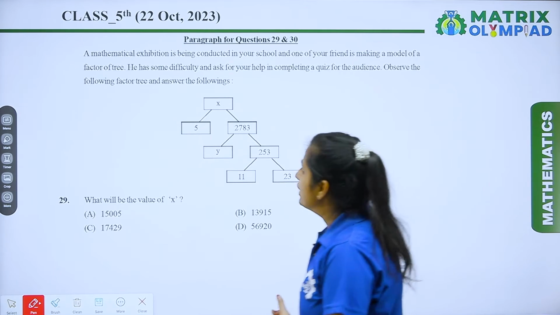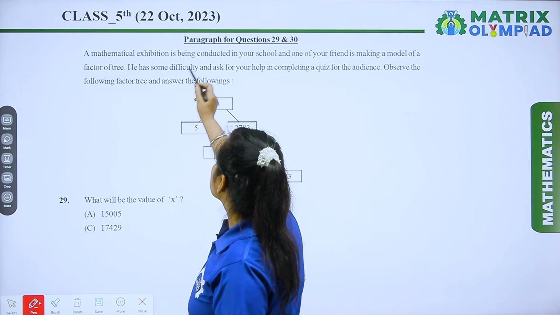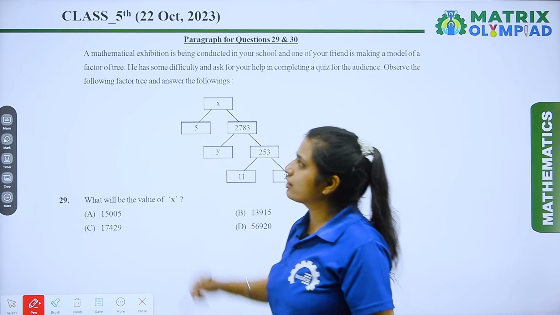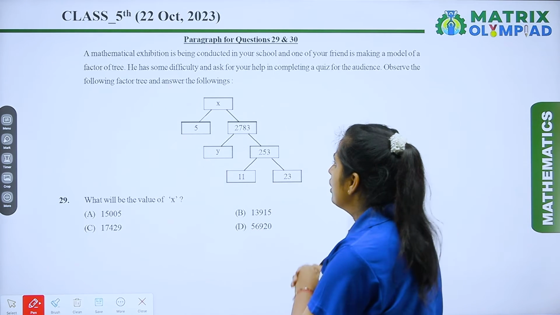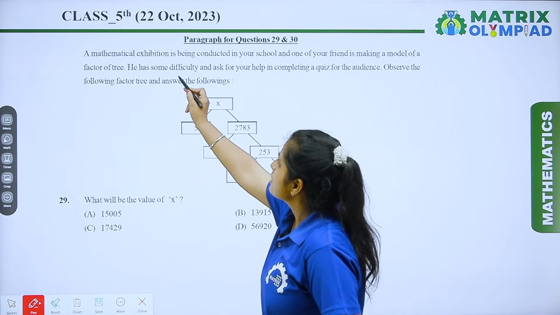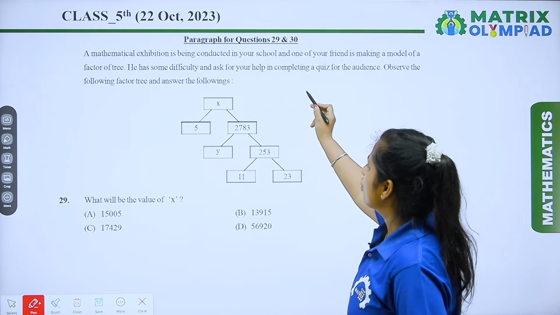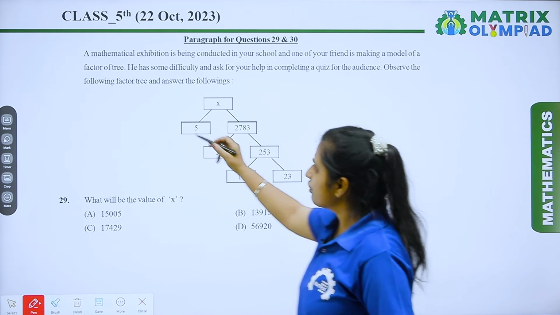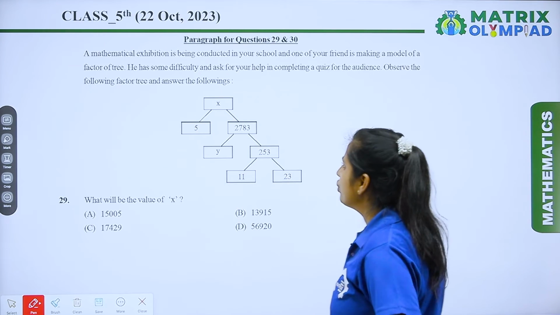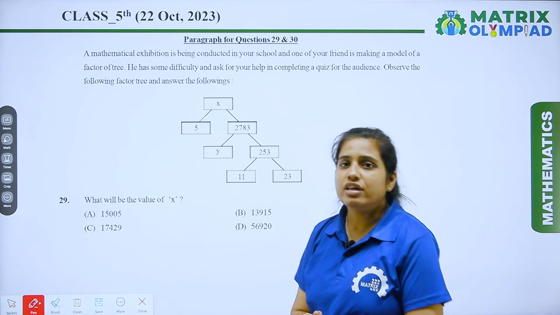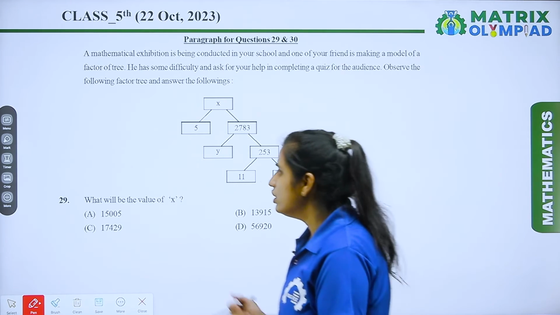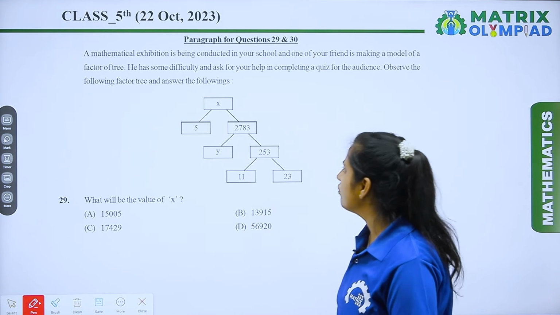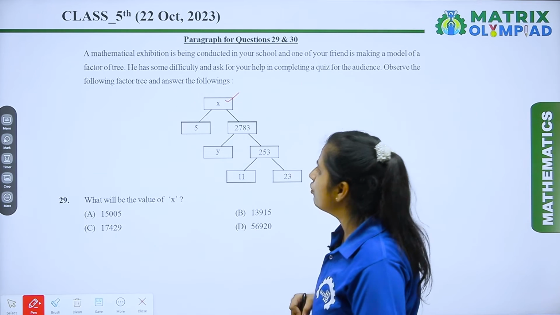Now the next is a mathematical exhibition being conducted in your school and one of your friends is making a model of a factor tree. So here we are given a factor tree. He has some difficulty and asks for your help in completing a quiz for the audience. Observe the following factor tree and answer the following. So we have to observe the factor tree and find out the answers to the following questions. Question number 29 is what will be the value of x? So here we have to find out the value of x.